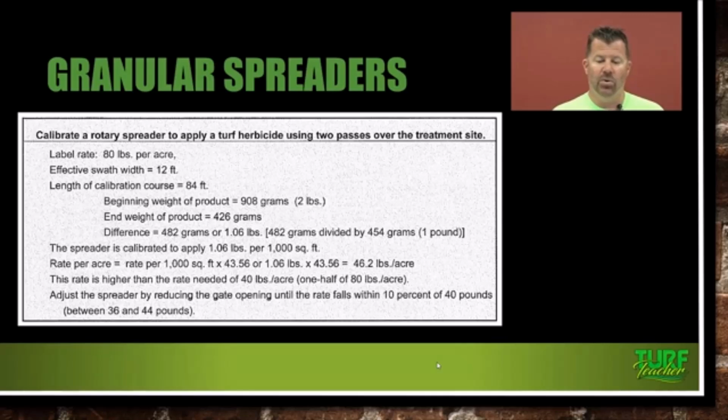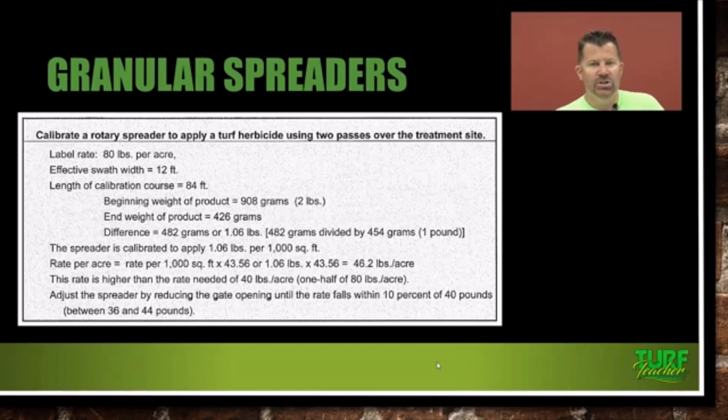So we take our 482 grams, divide it by 454, it gives us 1 pound. The spreader is calibrated to apply 1.06 pounds of product per 1,000 square feet. Rate per acre. The rate per 1,000 square feet times the 43.56 or 1.06 times 43.56 is equivalent to 46.2 pounds per acre. The rate is higher than the rate needed of 40 pounds per acre, 1/2 of 80 pounds per acre. Adjust the spreader by reducing the gate open until the rate falls within 10% of the 40 pounds, between 36 and 44 pounds.